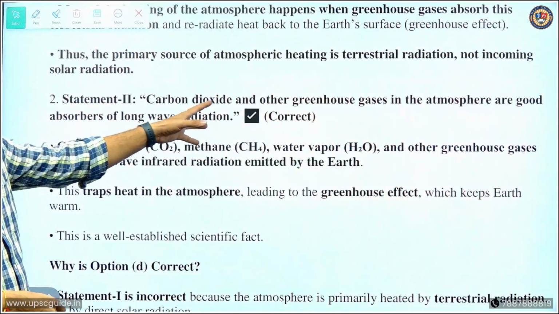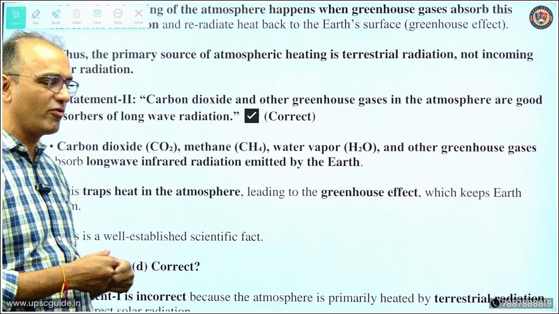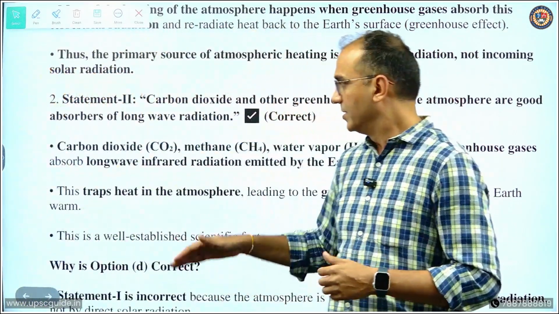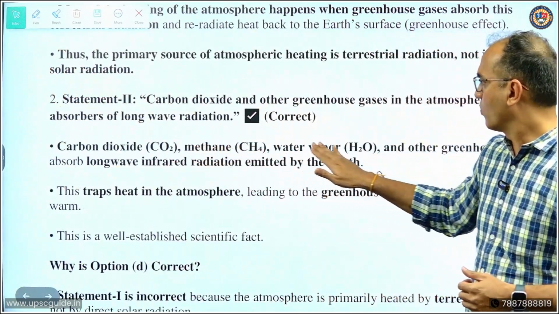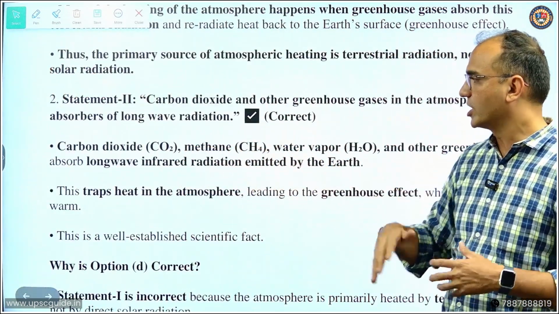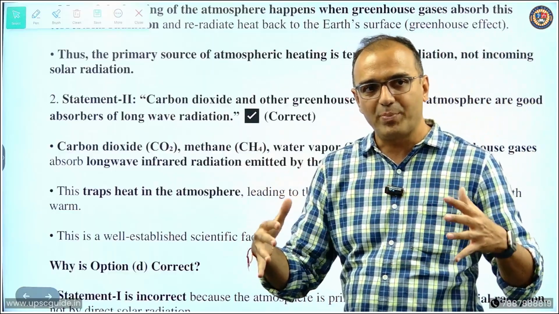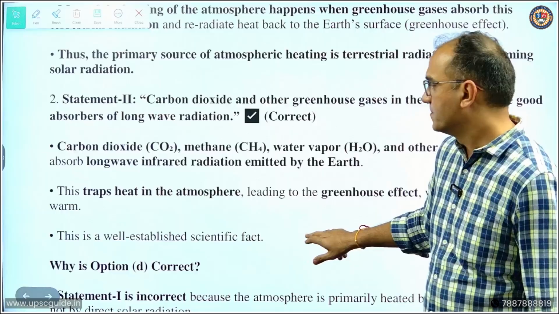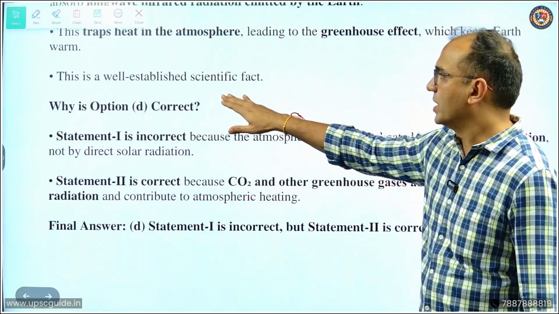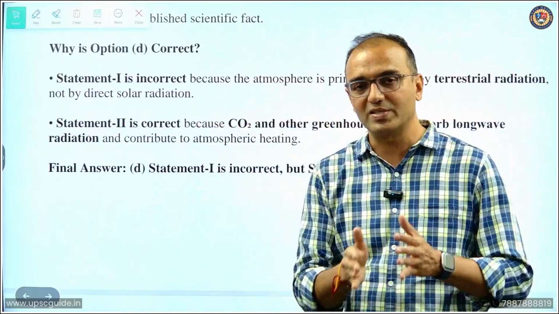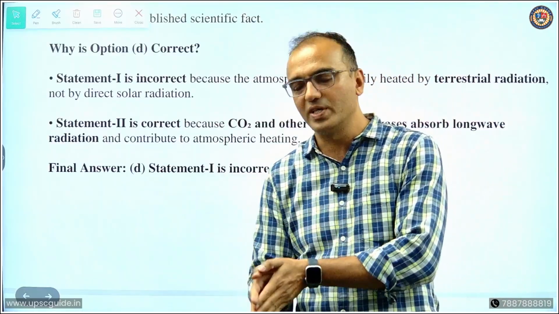Second, carbon dioxide and other greenhouse gases are good absorbers of long wave radiation. That is absolutely correct. In the greenhouse effect, carbon dioxide, methane, water vapor and other greenhouse gases absorb long wave infrared radiation emitted by the earth. It is kind of a trap. The heat is trapped and the temperature is maintained. So it's a well established scientific fact. So option D is correct, which means statement 1 is wrong and statement 2 is correct.